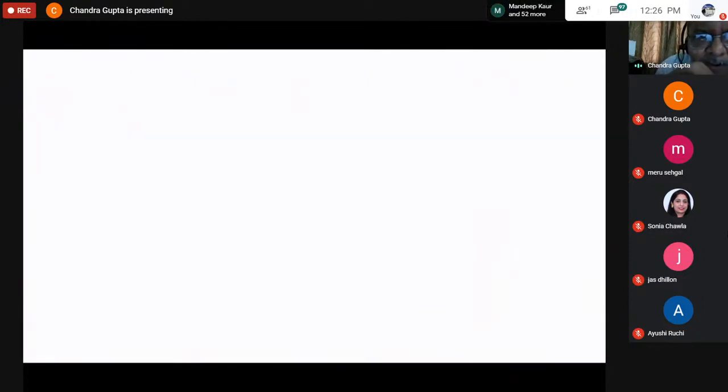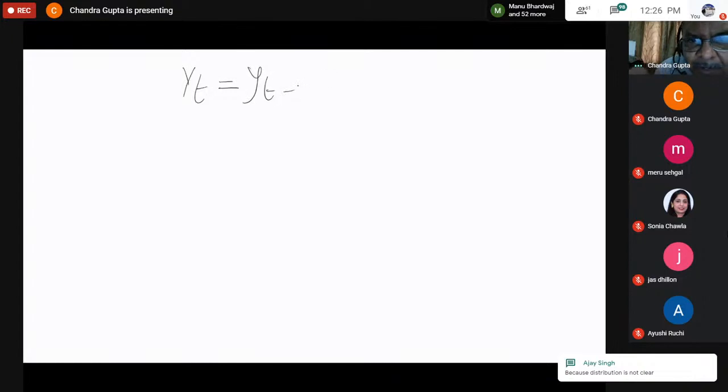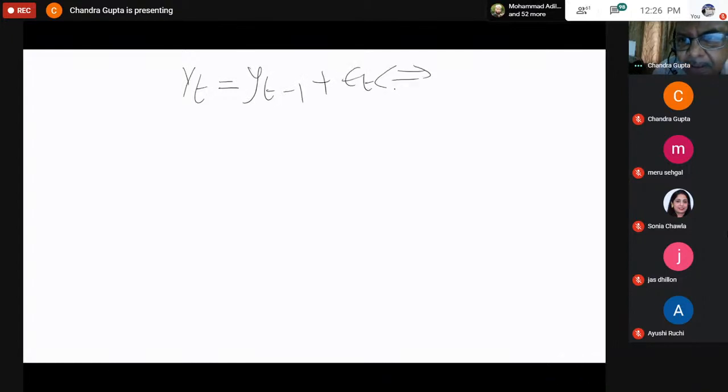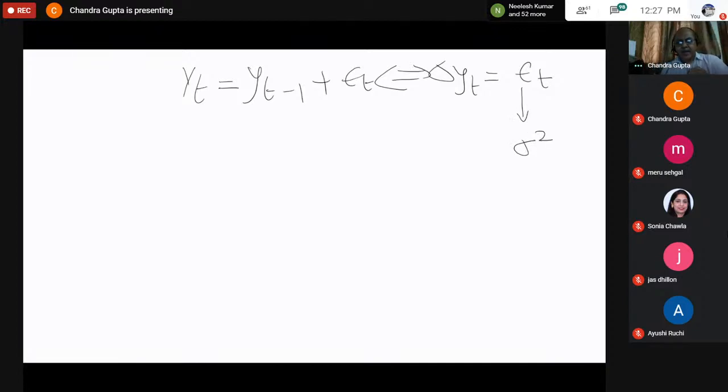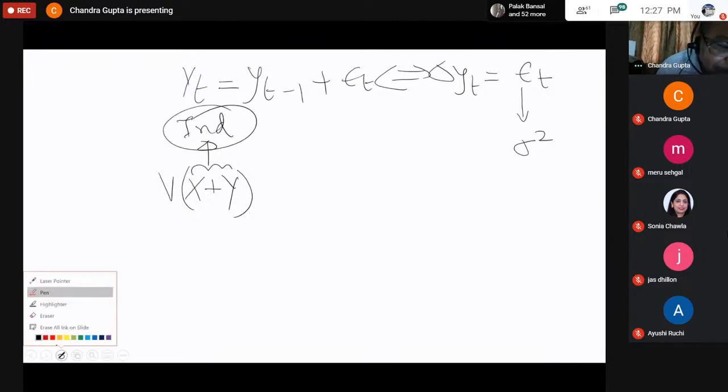Let me take a random walk. Yt is equal to yt minus 1 plus error term, which implies that delta yt is equal to error term. And assume the variance of the error term is sigma square. Before we proceed further, what is the variance of x plus y when x and y are independent of each other? Any one of you give me a guess? Sonia, recall your portfolio theory.